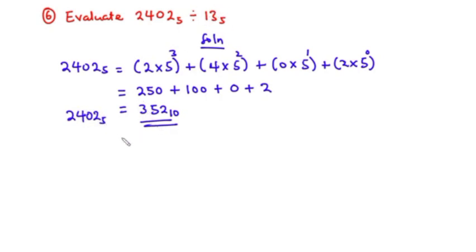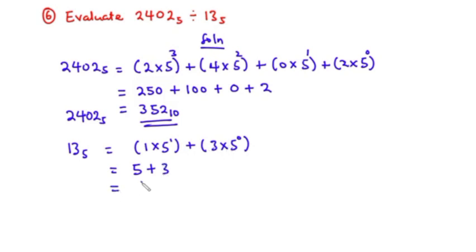Now let's work on the 13. So 13 base 5 is also equal to 1 times 5 exponent 1 plus 3 times 5 exponent 0. So this also becomes 5 exponent 1 is 5 times 1 is still 5. 5 exponent 0 is 1 times 3 is 3. So we have our final answer to be 8 base 10.